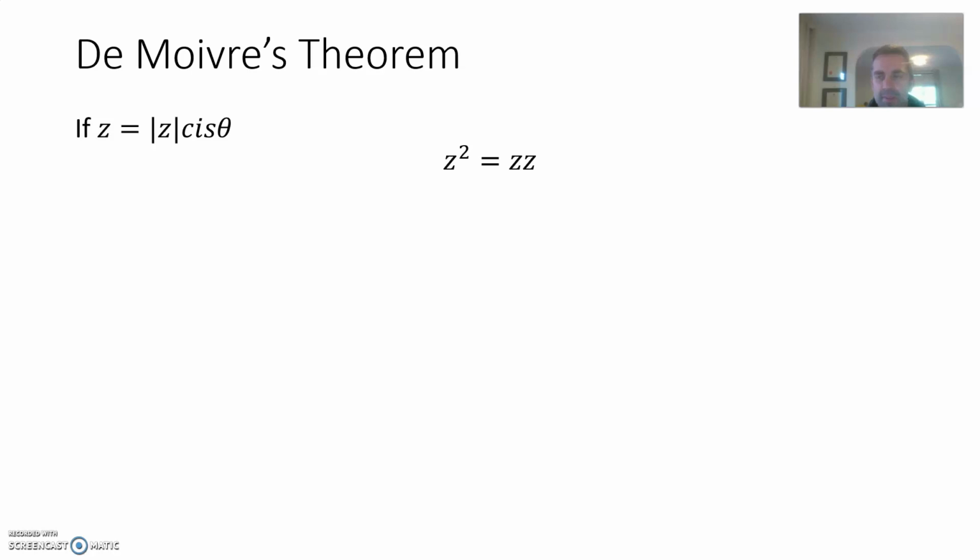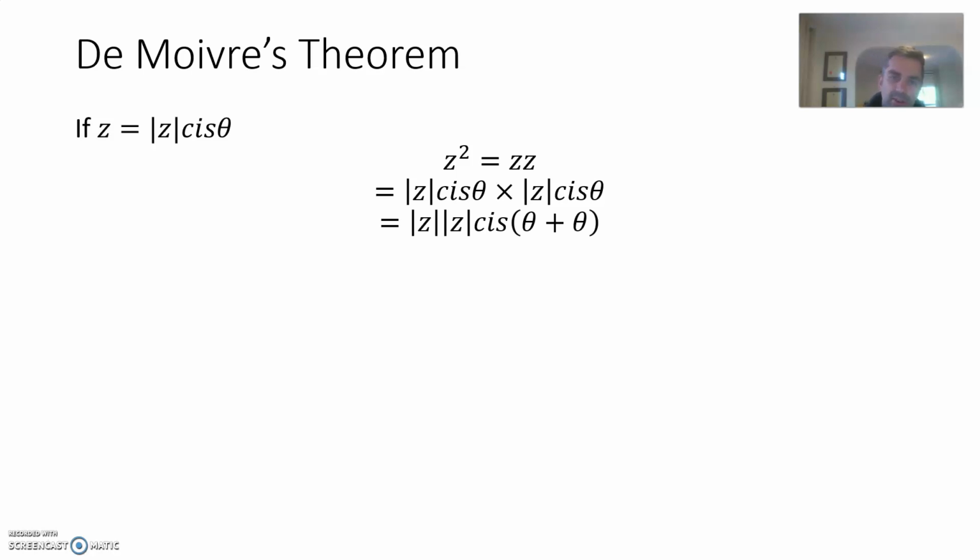Then we want to think about what happens if we do z squared. Well, that's just z times z, which is mod z cis theta times mod z cis theta. And if we use our rules for multiplying complex numbers, we multiply the moduli and add the arguments, which in this case, because these two are the same, gives us mod z squared as our modulus and 2 theta as our argument. So there's a bit of a pattern there. We ended up squaring the modulus and doubling the argument.